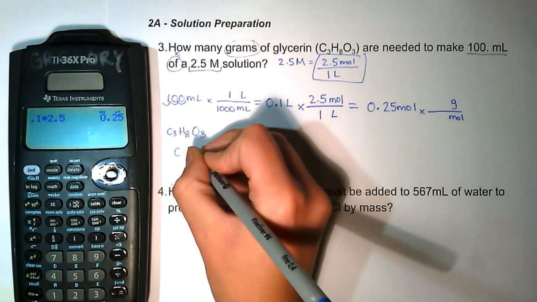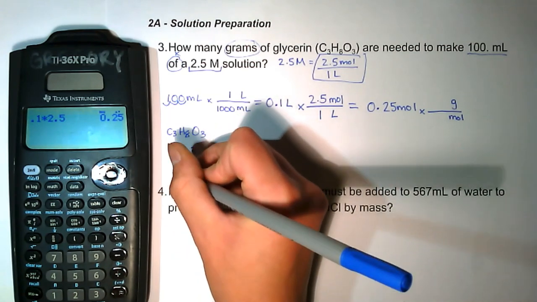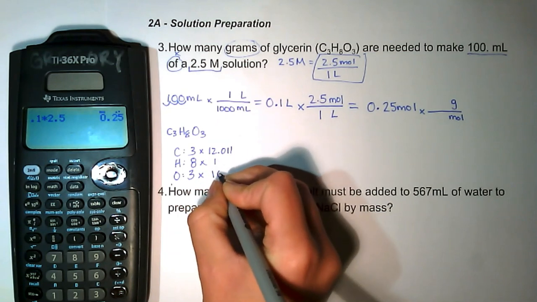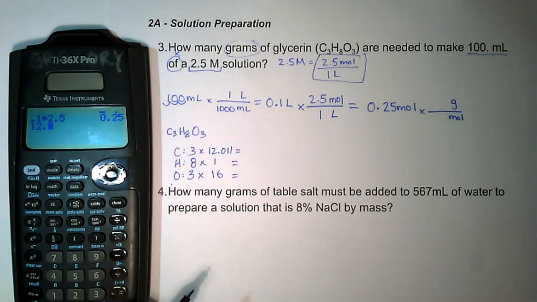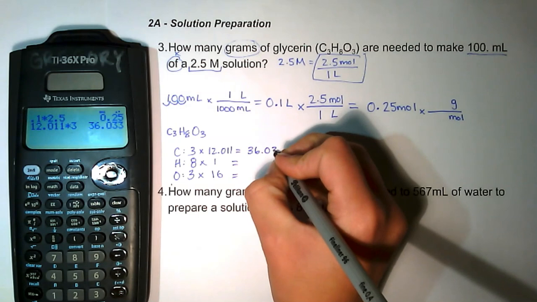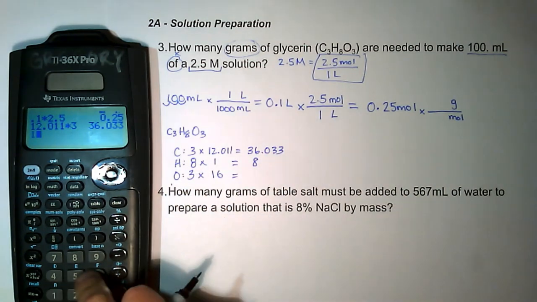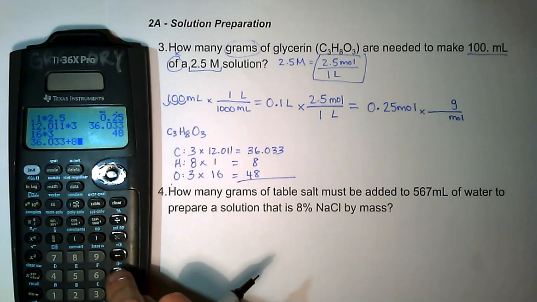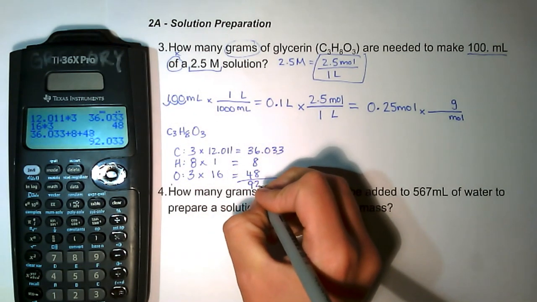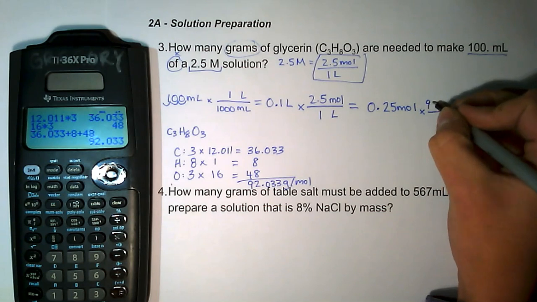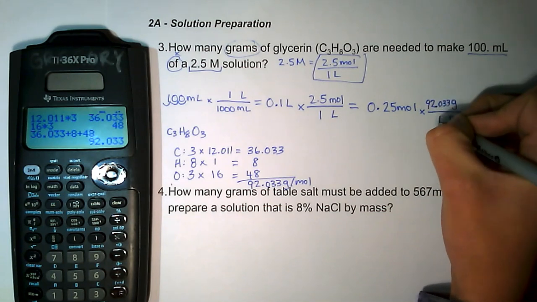C3H8O3, we have 3 carbons, 8 hydrogens, and 3 oxygens. Carbon is 12.011, hydrogen is 1, and oxygen is 16. So we add all this up, 12.011 times 3, we get 36.033, plus 8, plus 16 times 3, which is 48. So we add all that up, we get 92.033 grams per mole. So our number of grams is going to go next to grams, 92.033, and then per 1 mole.